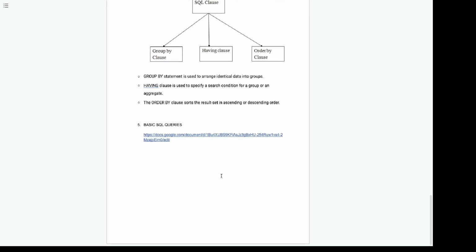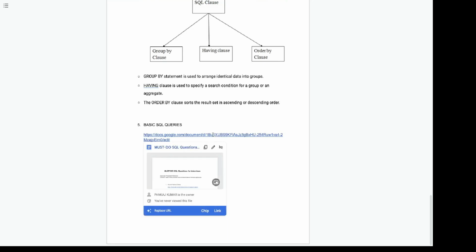And the last one is basic SQL queries. They can ask you 2 or 3 basic SQL queries to write. I have written all those important 10 SQL queries which are mostly asked in an interview in this sheet. I have attached the link of this sheet. You can go through it and prepare accordingly.